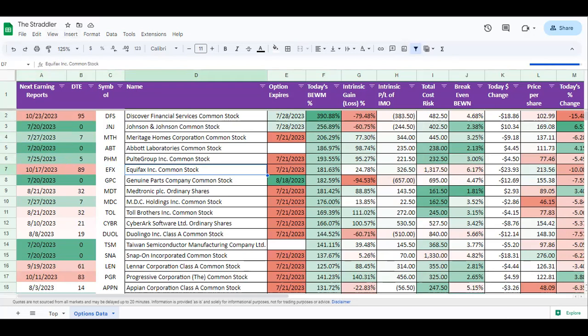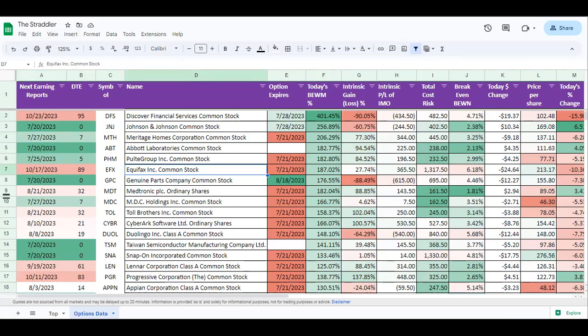This is Meritage Homes, Household Durables. They took a huge drop today, and they're 7 days ahead of earnings. Okay, so what's going on? I'm going to look at their option chain.